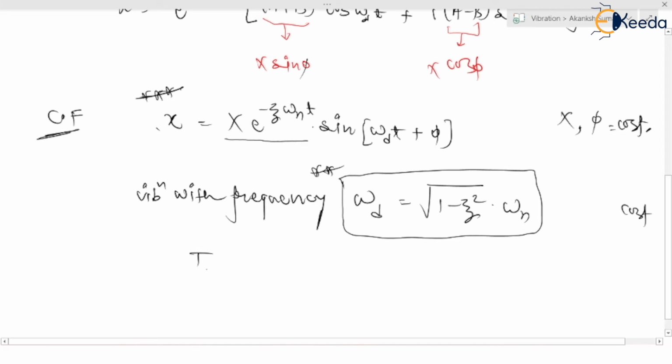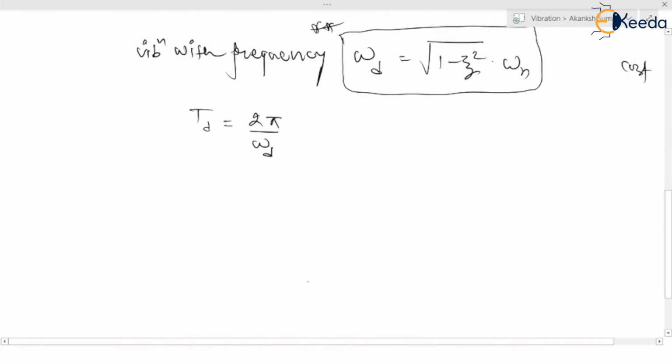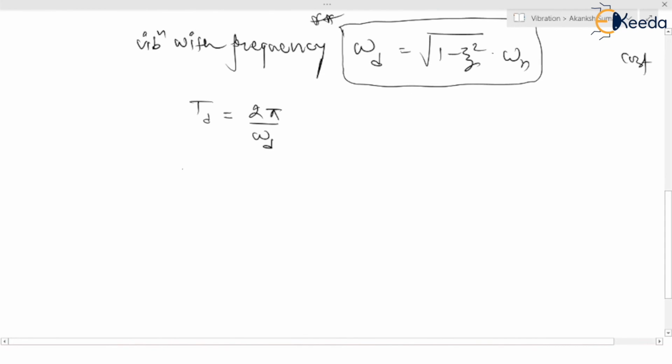So here, if you want to calculate the time of oscillations of the damped system, that would be calculated as 2 pi upon omega d, which is also constant. And sometimes examiners will ask you the frequency in hertz. Remember that if the examiner asks you the frequency, you have to check whether it is the frequency of the natural vibratory system or the damped system. This is important. So this is the frequency of the damped system, that would be omega d upon 2 pi. That is the frequency of the damped system in hertz.